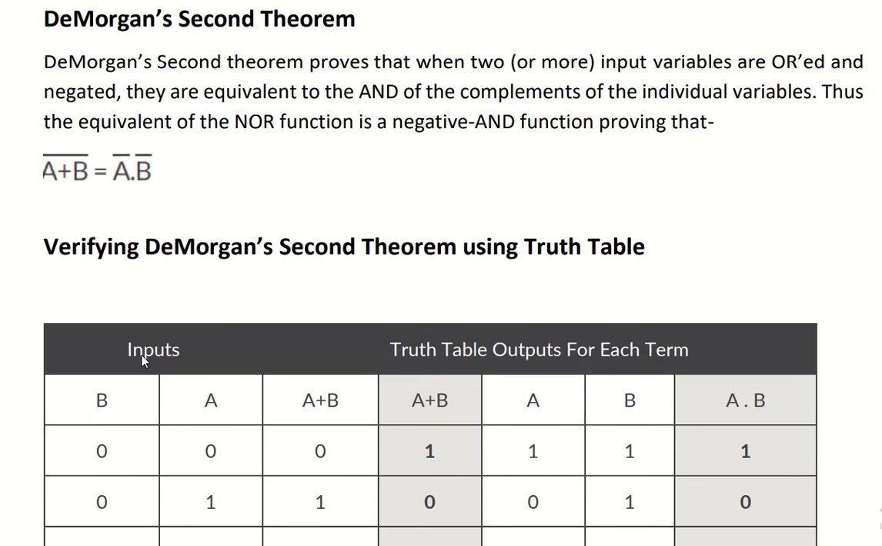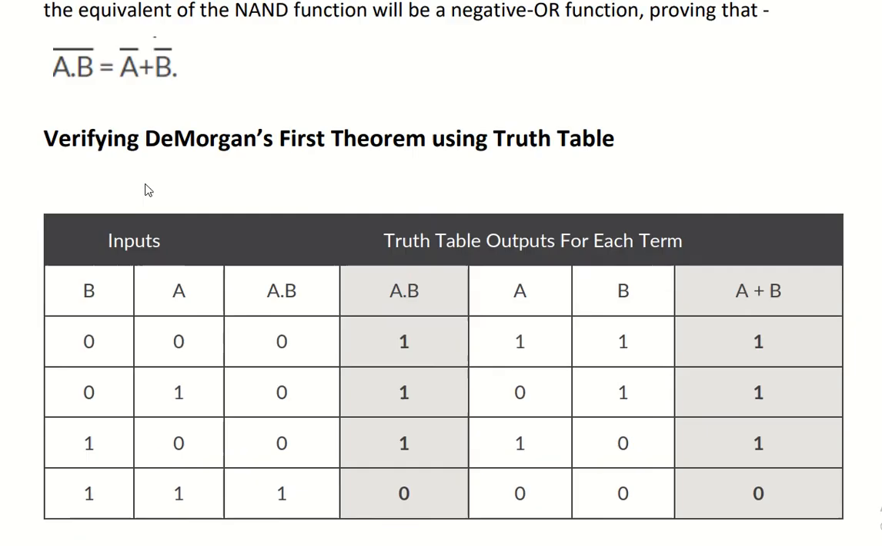And DeMorgan's second theorem is just opposite to that. If we have two variables, in this case A and B, we have taken their OR operation. After the OR operation is over, we have taken the complement or negation of that. It is equivalent to the AND operation of the individual complement of A and complement of B. So these are the two theorems given by DeMorgan, which help in simplifying digital circuits like anything.